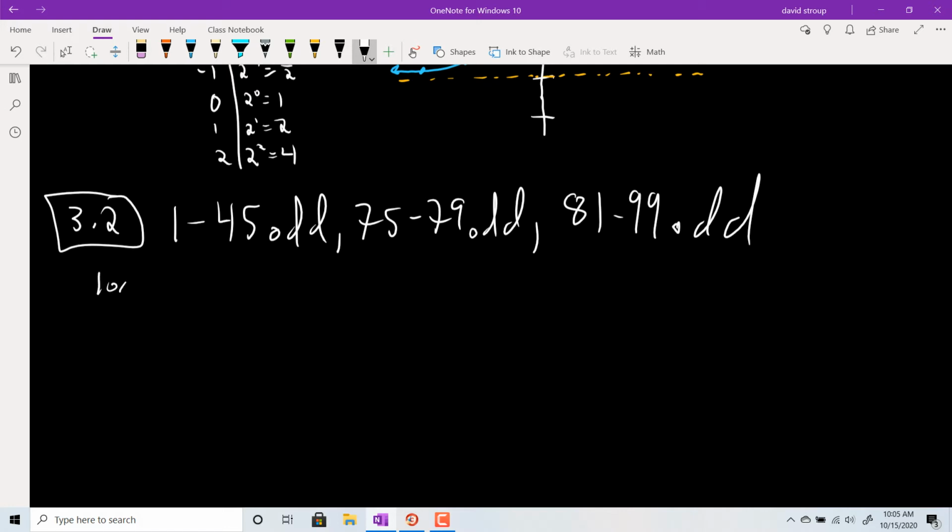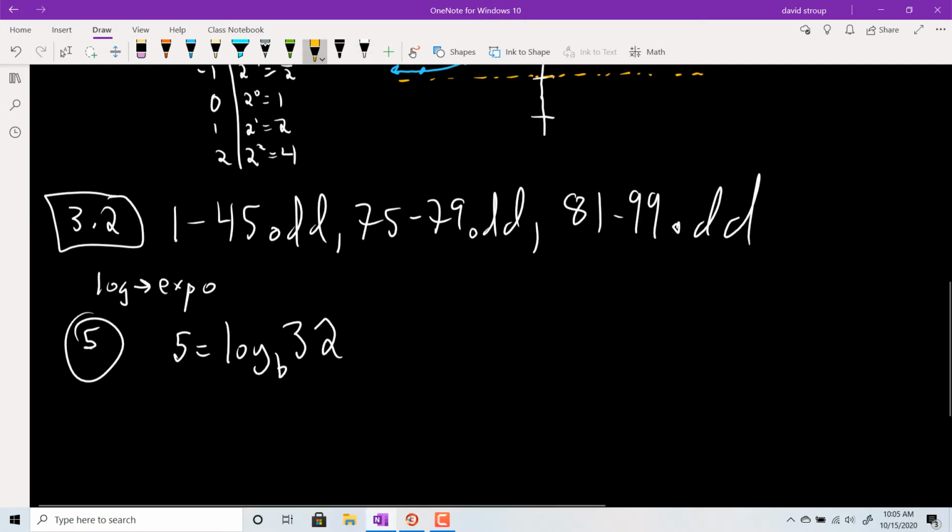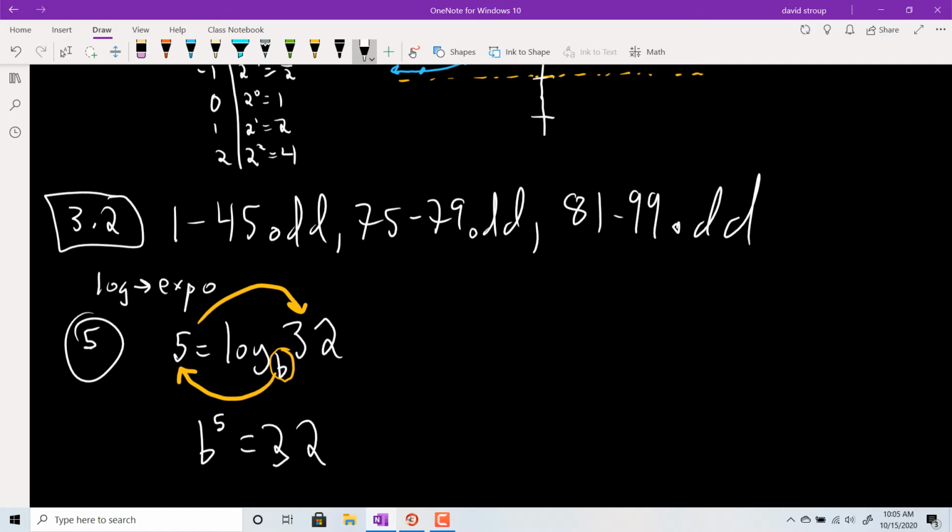The first type we'll say going from log to exponential form. So something like number 5, we have 5 equals log base b, as in boy, of 32. So to convert this, you start with the base. Here's your base, b to the 5th power equals 32. And that's how you rewrite it. So b to the 5th power equals 32.